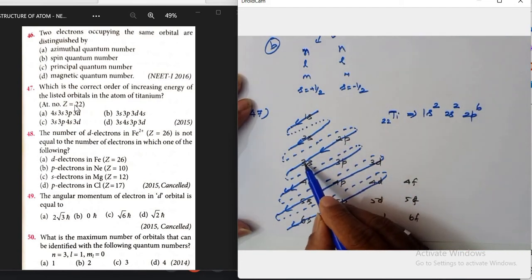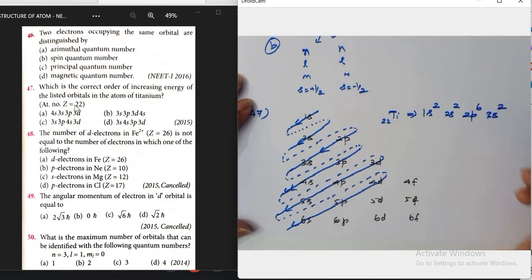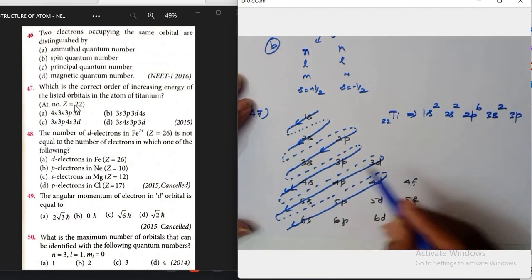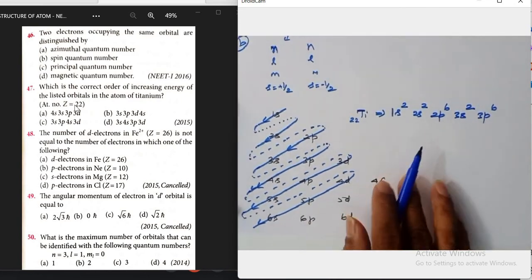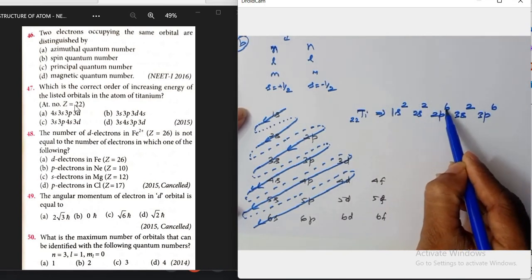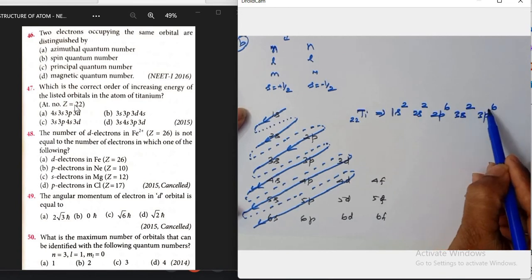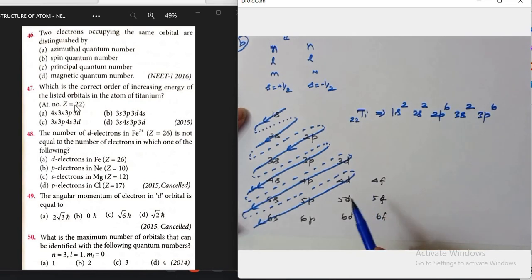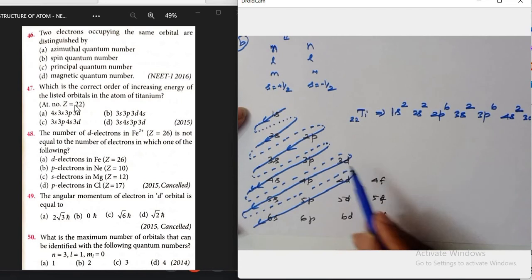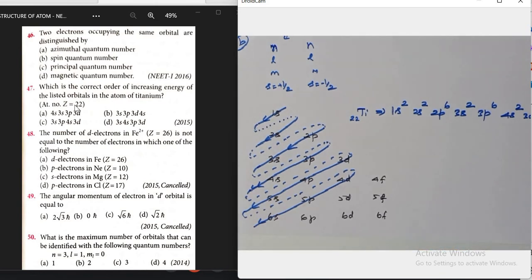After filling 2p, we have 3s, where we can place a maximum of 2 electrons. Then after 3s, we have 3p, where you can place a maximum of 6 electrons. Let me count the electrons because we should not go beyond 22. So 2 plus 2 is 4, 4 plus 6 is 10, 10 plus 2 is 12, 12 plus 6 is 18 electrons filled, remaining 4. After 3p we fill 4s with 2 electrons. Then after 4s we have 3d, where we put 2 electrons. So 4s2, 3d2. Therefore the correct arrangement is this.